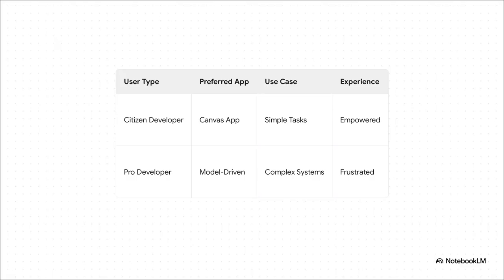And this is where it all clicks into place. The citizen developer, let's say an HR manager, wants to automate a simple onboarding checklist. They pick up a Canvas app and they absolutely love it. It's fast, it's flexible, and they feel totally empowered. But the pro developer, who's been tasked with building a massive full-scale customer management system, they're often pushed towards a model-driven app. And that's where they hit a wall. They run into all those limitations and find it so frustratingly restrictive compared to the professional tools they're used to working with.